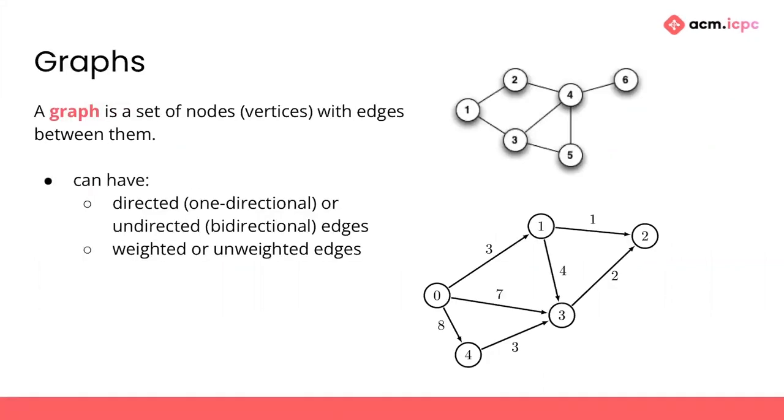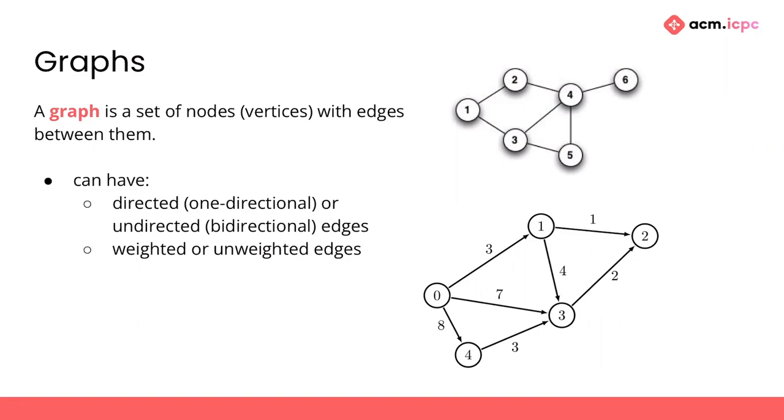So first, I'll introduce the concept of graphs. What are graphs? In some CS or mathematical terms, a graph is a set of nodes with edges between them. And nodes, we can also call them vertices, and these terms are interchangeable. In a visual representation, as you see on the right-hand side, nodes are represented by the circles, and edges are represented by the arrows.